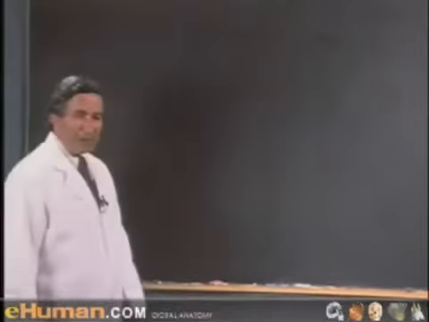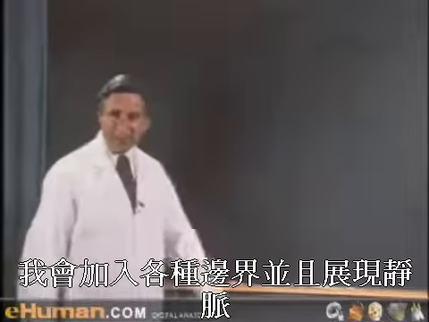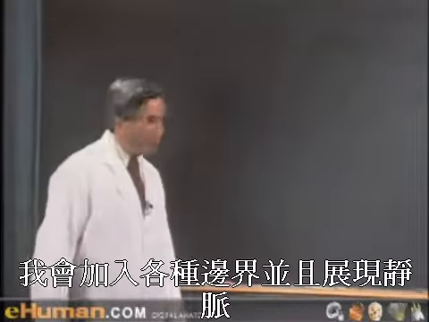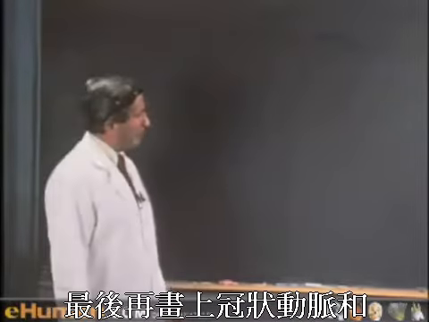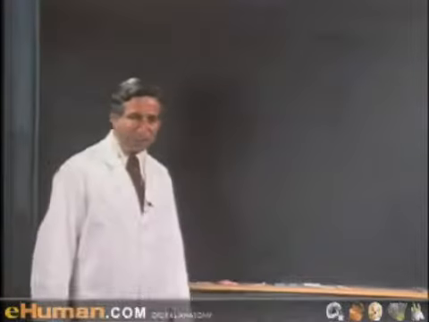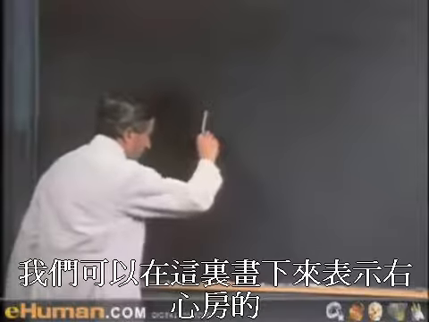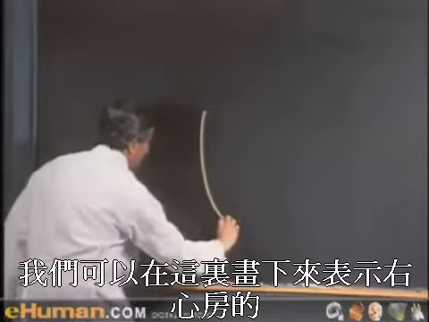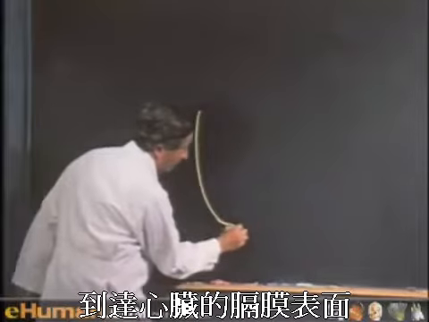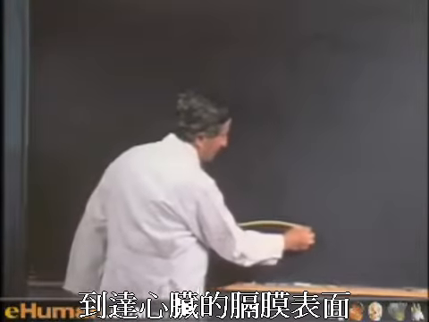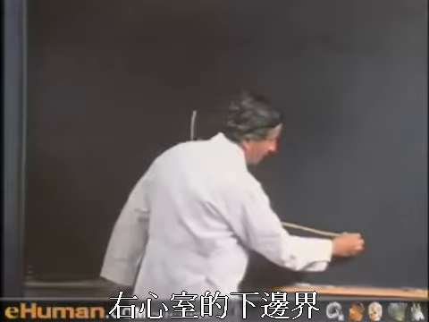Well, now I want to look at the anterior surface of the heart, put in the various boundaries, and show the great veins and arteries which are attached to the heart, and then finally put in the coronary arteries and the coronary veins. Now, if this is the right margin of the heart, we can carry it down here, indicating the right edge of the right atrium, and then we carry it round onto the diaphragmatic surface of the heart, and this is the lower margin of the right atrium and the lower margin of the right ventricle.